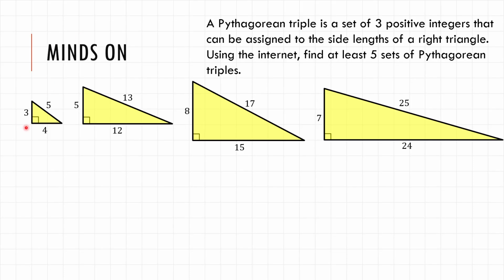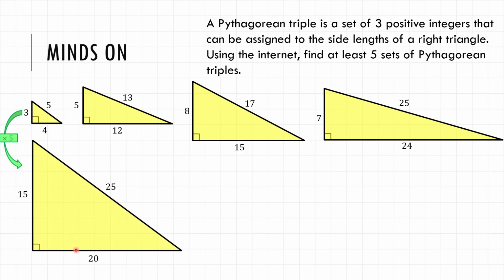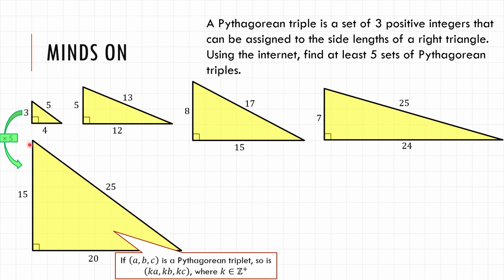Well, one thing I did was I took my basic triangle here and I said, let's multiply all the side lengths by, let's say, 5. That would create a triangle that's 15 by 20 with a hypotenuse of 25. All three of these are just these side lengths times 5. So one thing to take away from here is if A, B, C is a Pythagorean triple, three numbers that could be the side lengths, like 3, 4, 5, then KA, KB, and KC are also going to be a Pythagorean triple where K is any positive integer.